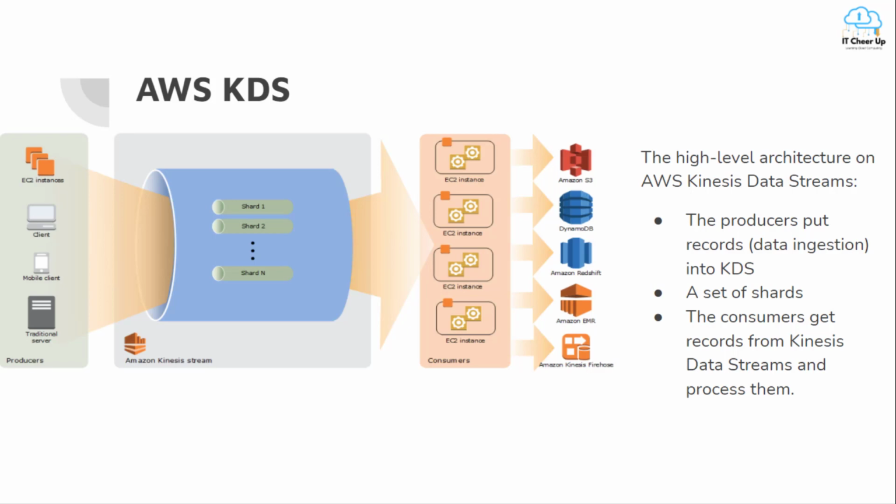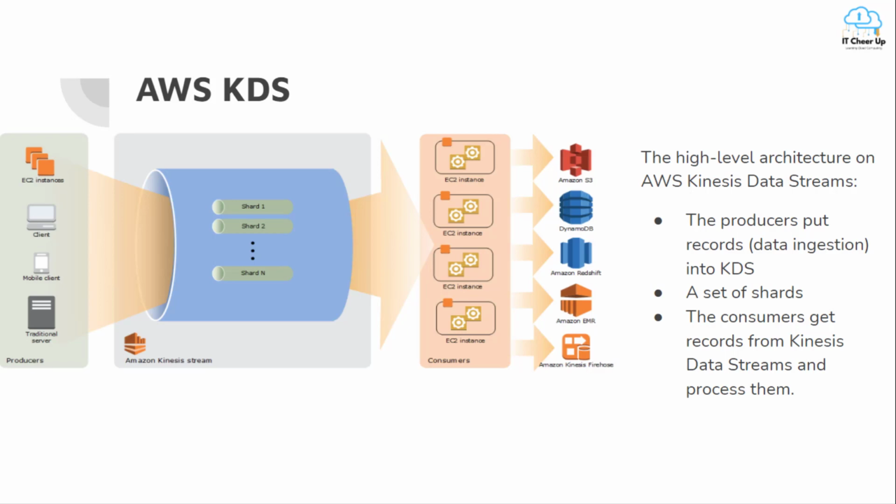AWS Kinesis offers key capabilities to cost-effectively process streaming data at any scale, along with the flexibility to choose the tools that best suit the requirements of your application. It enables you to process and analyze data as it arrives and respond instantly, instead of having to wait until all your data is collected before the processing can begin.